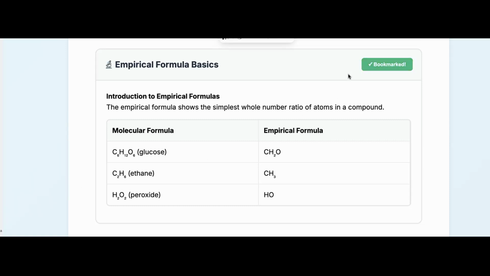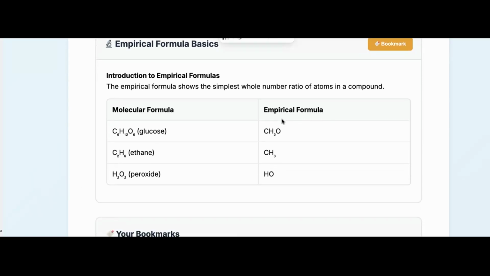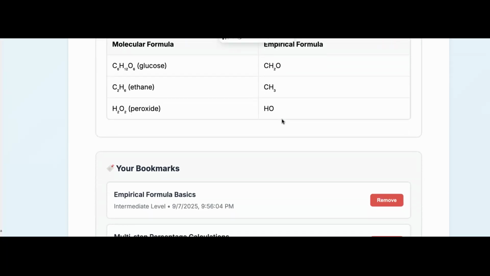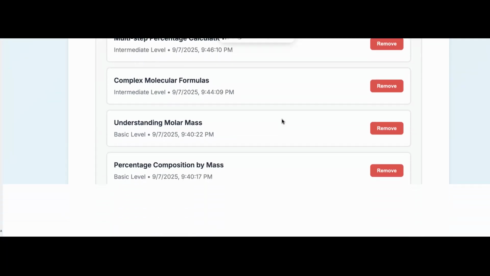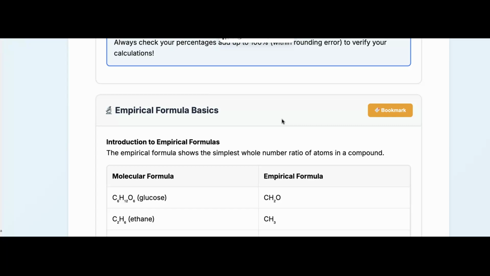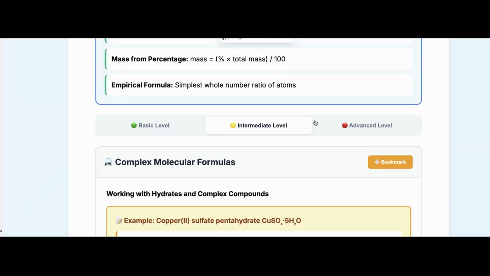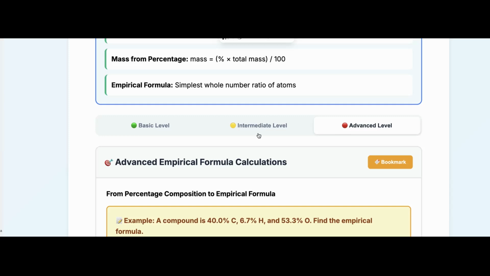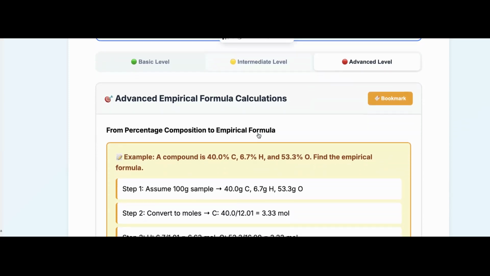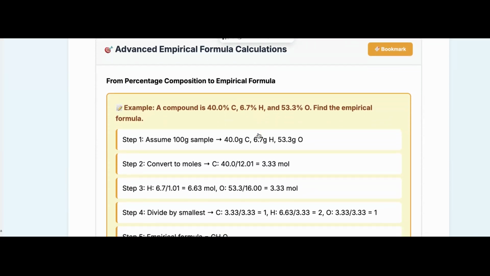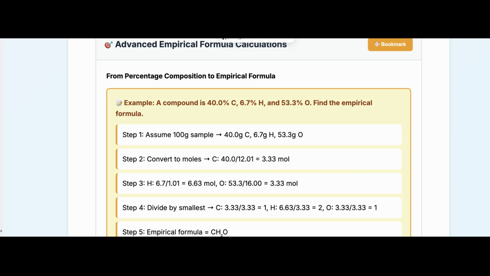This is the simplest formula, or what I know as the empirical formula. This is all what we have done until now, today. Let's go for the advanced level: how to go from the percentage composition to the empirical formula. This is also important, and it's very important to understand this.